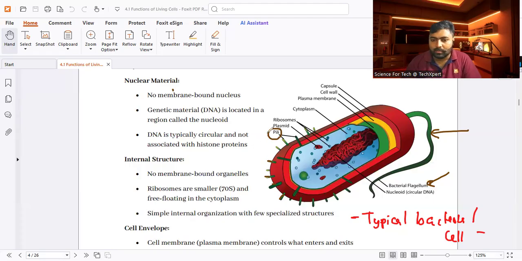Actually, the main function of the pili and the flagellum is the same. Can you guess the function?